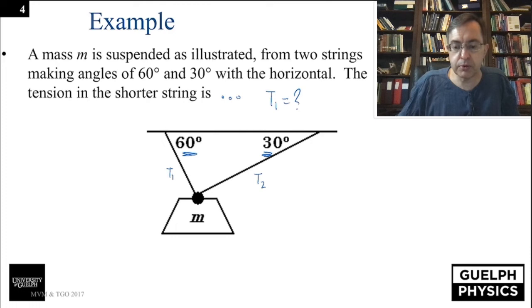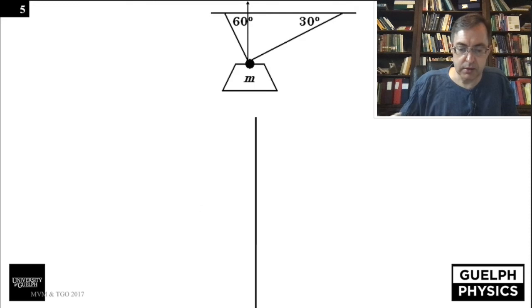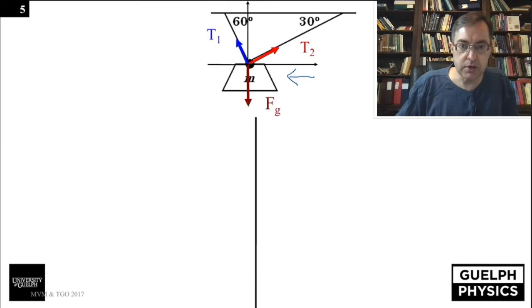Is this a static equilibrium problem? Yes, because according to this diagram, the mass is motionless, okay? So this is again a static equilibrium problem. Okay, so I start off by drawing a free body diagram for the mass, and there'll be these two tensions, T1 pointing along the shorter string in this direction in blue, and T2 pointing along the longer string in this direction in red. And then there is also, acting on the mass, the force of gravity, which points downwards.